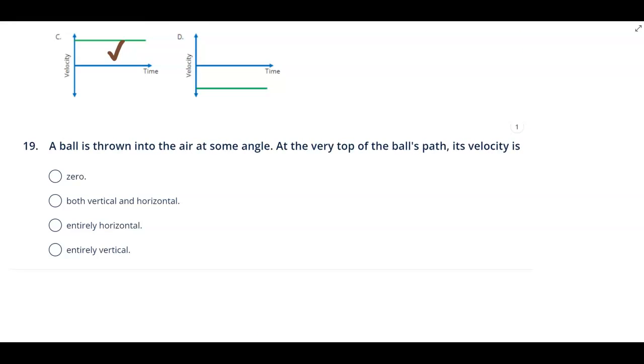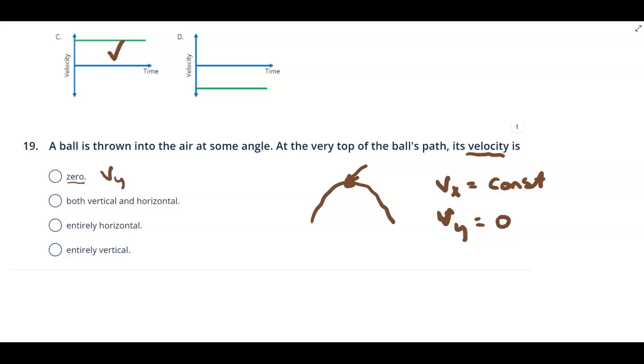And the most missed question on the test is number 19. A ball thrown into the air at some angle. So we're going to have a launch at an angle with a trajectory that looks like this, and we're talking about what's happening to the ball right here in terms of its velocity. V in the x direction is constant, and in the y direction, that's when it doesn't have any. So the velocity at this point is not zero. It's only true for Vy. But Vx is constant. It does not have any vertical velocity. It's entirely horizontal because it has zero vertical velocity.